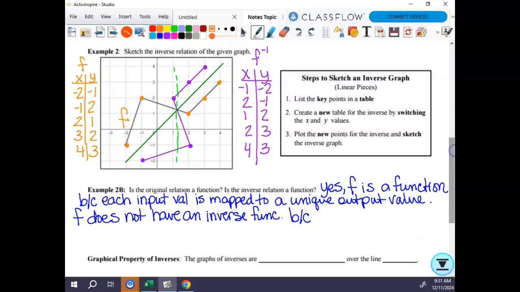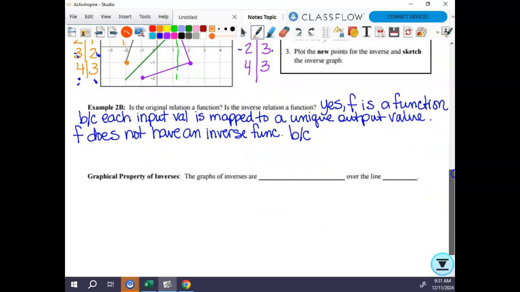Because look, here my x's don't repeat. My x's repeat over here, and that's because of this right here. So when we're talking about F the whole time, it's a function because each input is mapped to a unique output. The inverse is not a function because each output is not mapped from a unique input, right? 2 came from 3 and 2 came from -1. So we're basically saying the opposite of what we just said.